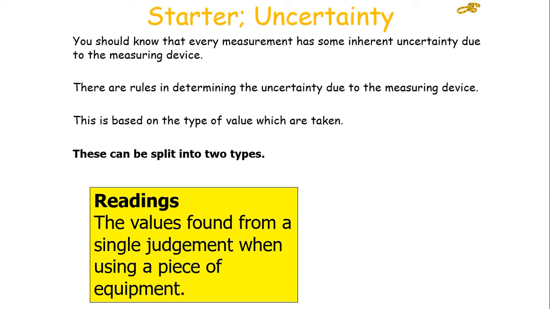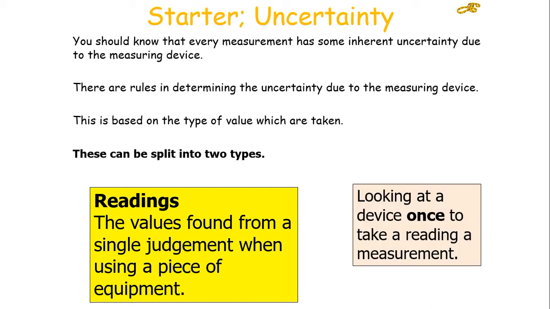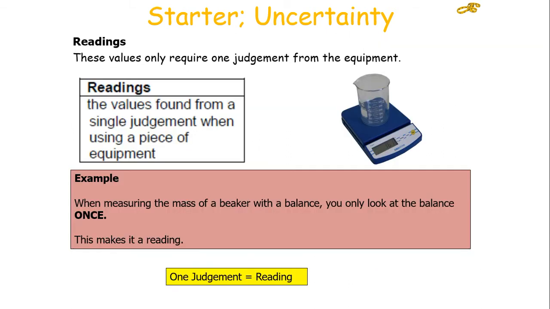The first type is a reading. These are values found from a single judgment when using a piece of equipment. So that's when you look at a device once to take a value. For example, these values only require one judgment from the equipment. So when you're measuring the mass of a beaker with a balance, you only look at the balance once. So this makes it a reading. If you've got to look at a device once to make one judgment, you have a reading.